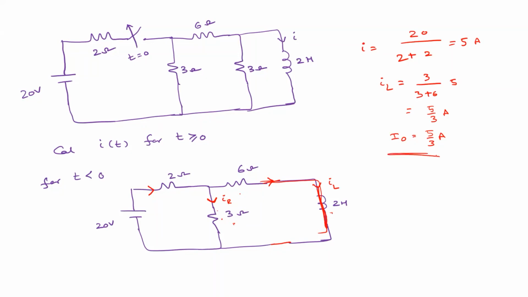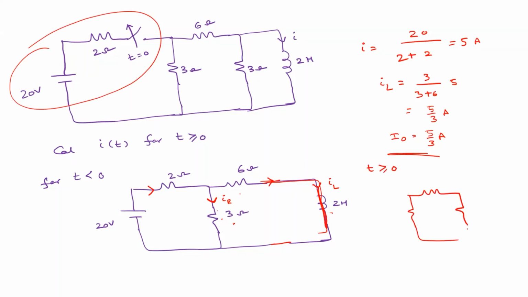So what is the next step? We need to draw for t greater than or equal to 0. So this entire thing is open, right? So now the circuit will be something like this. Now we have the inductor present. So this is 6 ohm, this is 3 ohm, and this is 3 ohm again, and this is 2 Henry.